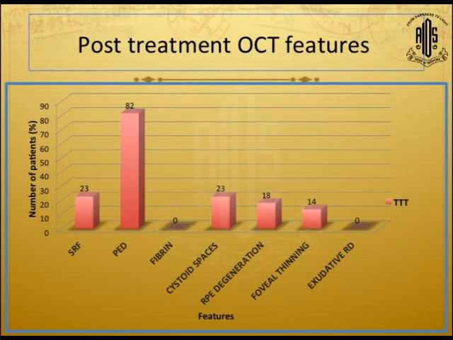These are the OCT features post-treatment, and we can see that only 23% of patients had SRF persisting, followed by 82% who had a PED persisting. However, cystoid spaces, RPE degeneration and foveal thinning were probably the responsible features in the patients who had not gained visual acuity. These were the features because of which they had not gained the visual acuity.